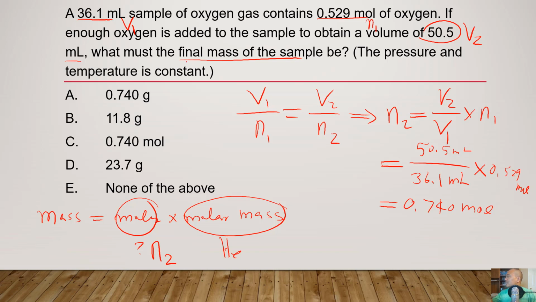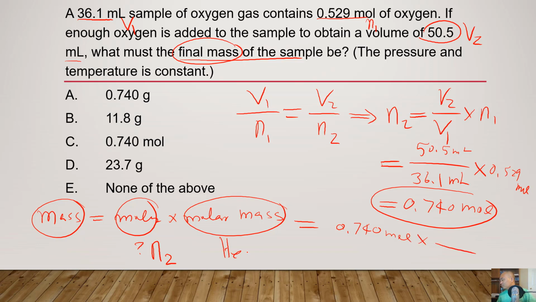It's asking you what the final mass is. So here are the moles, then we can find out the mass. Mass will be moles, 0.740 mole, times the molar mass. So for helium, you look up the molar mass. Excuse me, this is not helium. This is oxygen, because it's oxygen gas we are talking about. So for oxygen gas, the molar mass is 32.00 grams per mole. So moles cancel out. This gives us 23.7 grams. So D is the correct answer.